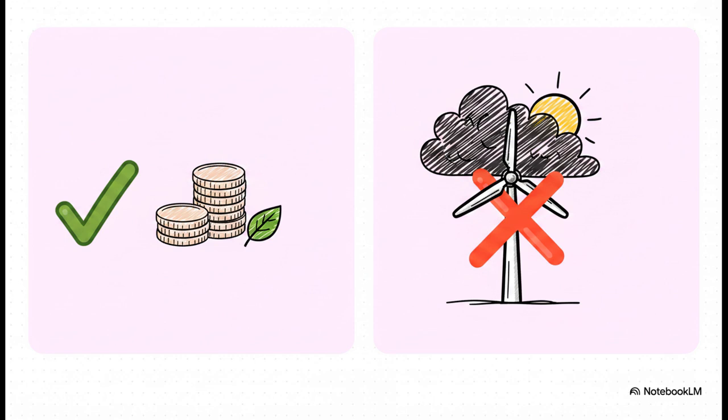But the massive disadvantage? They are completely unreliable. They're strictly dependent on the weather. If the wind just isn't blowing, or if it's nighttime or really cloudy, your electricity generation drops off a cliff. In the energy industry, we call this intermittency.